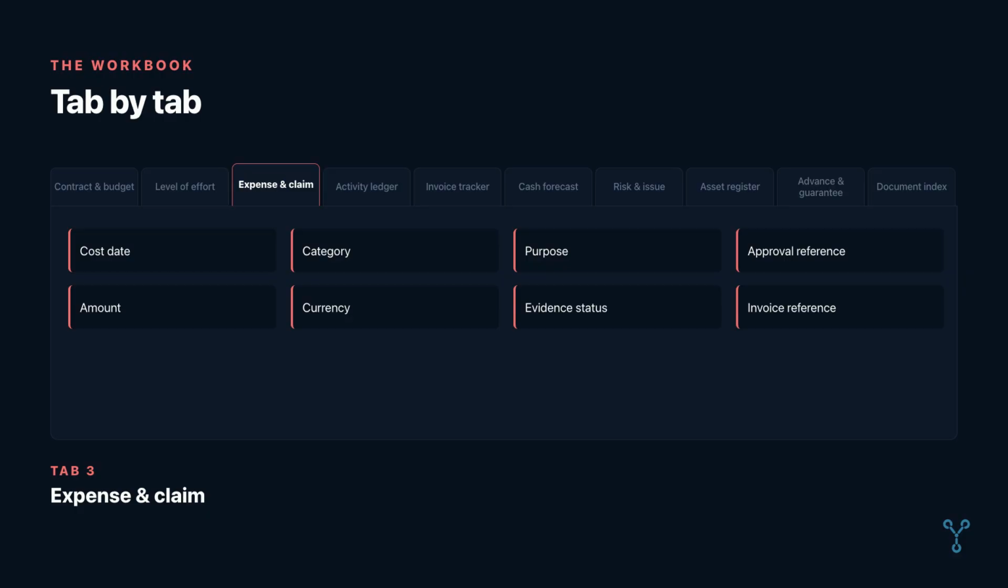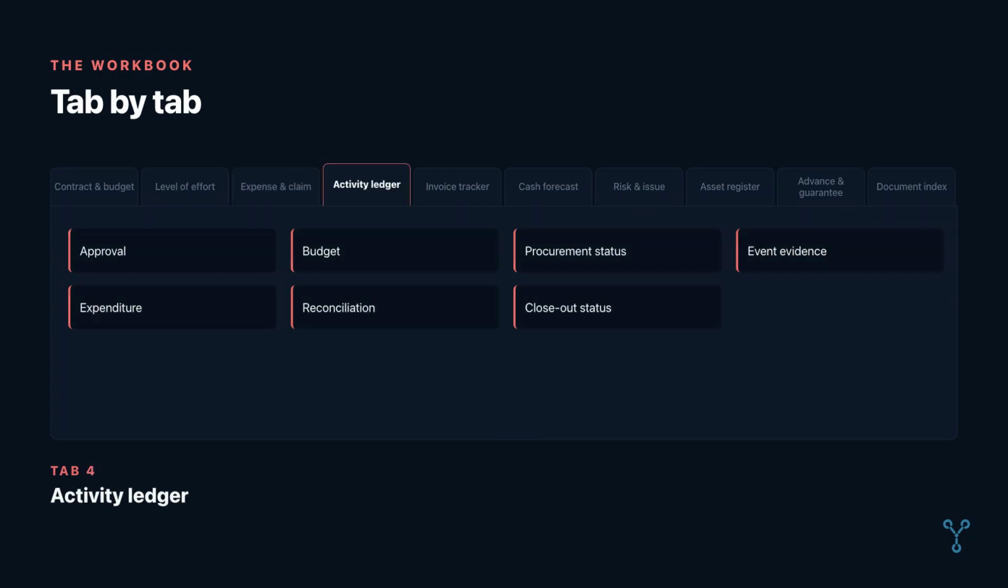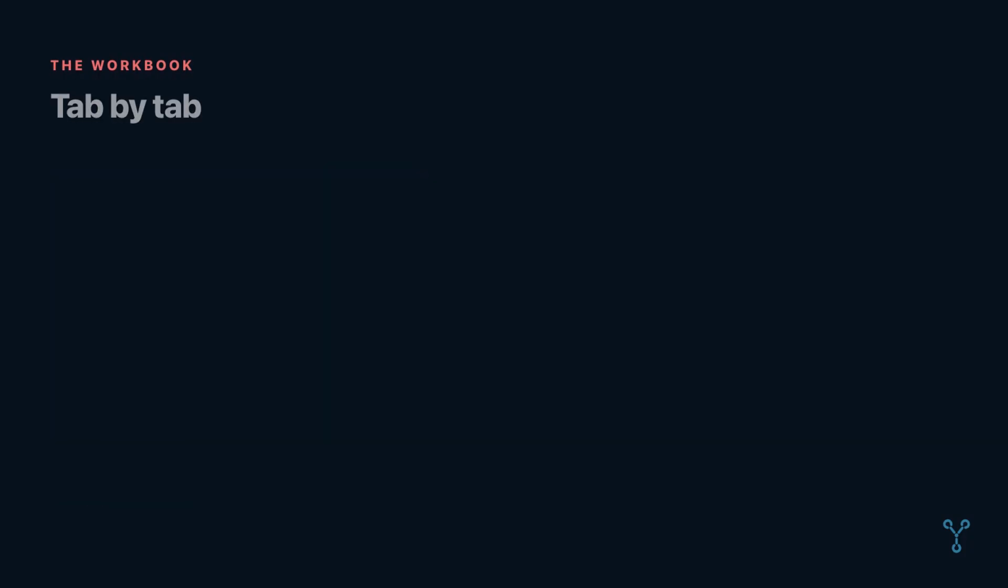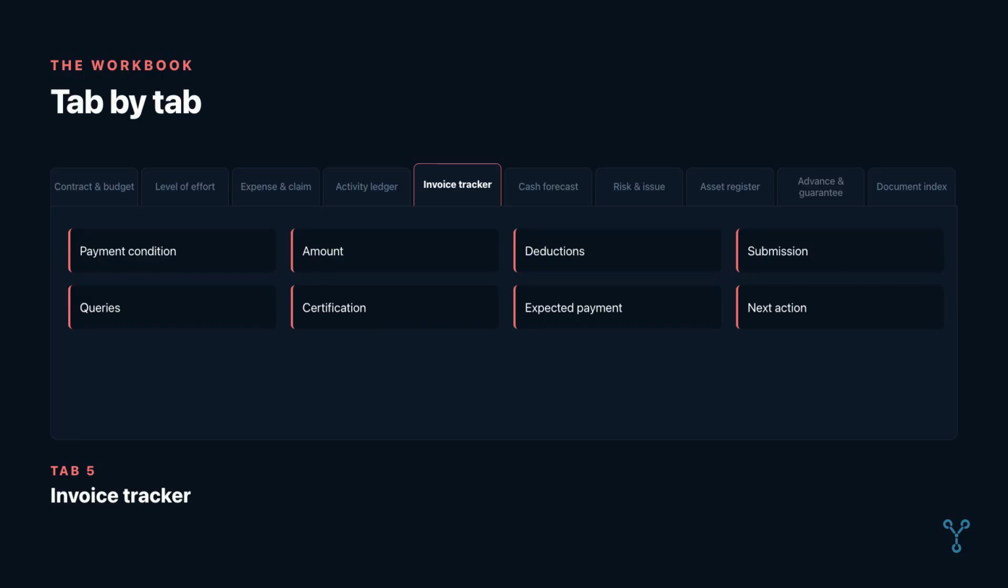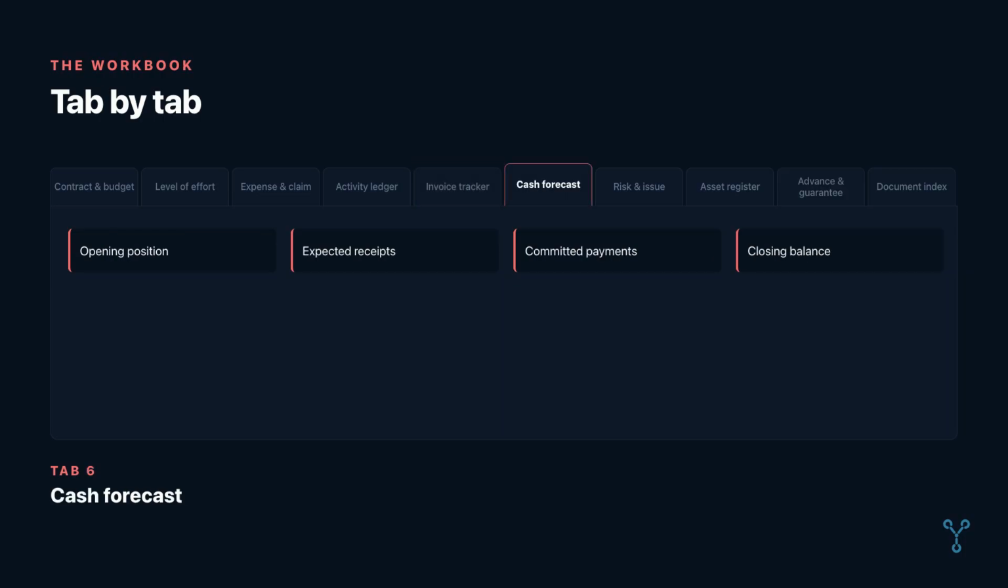The third is the expense and claim log: cost date, category, purpose, approval reference, amount, currency, evidence status, invoice reference, and payment status. The fourth is the activity ledger: approval, budget, procurement status, event evidence, expenditure, reconciliation, and closeout status for every workshop or activity. The fifth is the invoice tracker: payment condition, amount, deductions, submission, queries, certification, expected payment date, actual payment, and next action. The sixth is the rolling cash forecast.